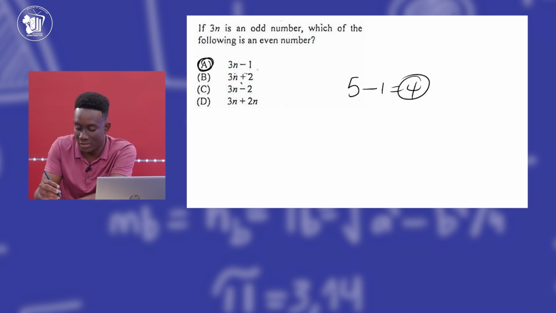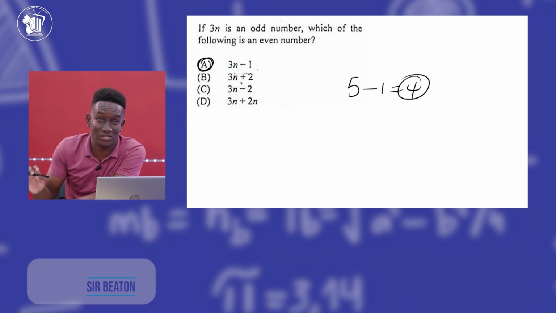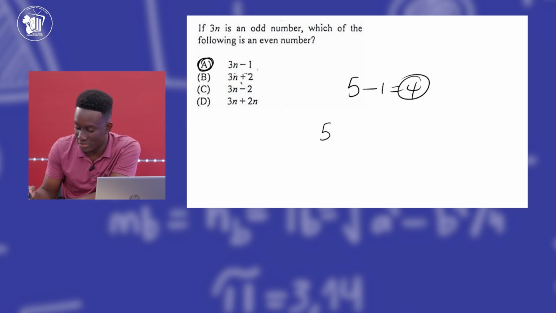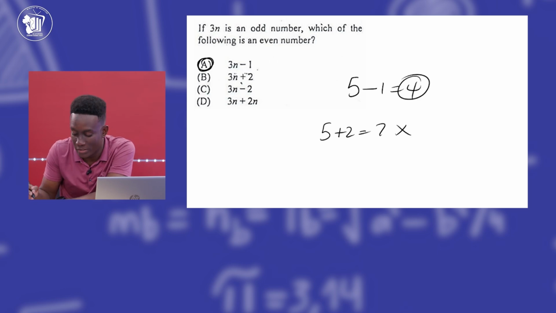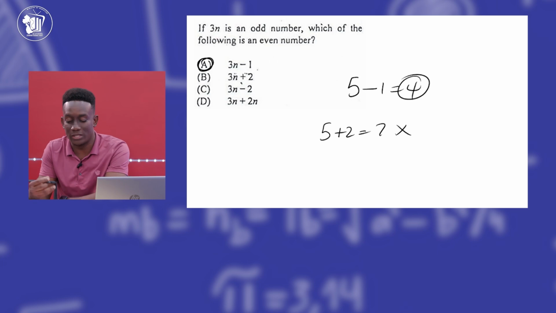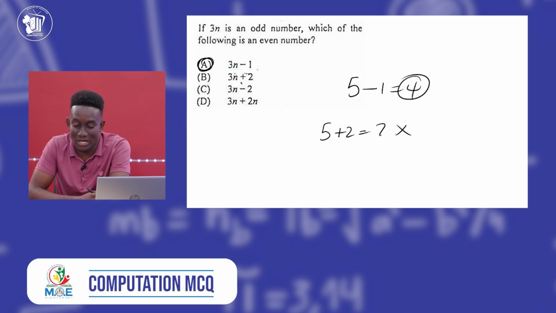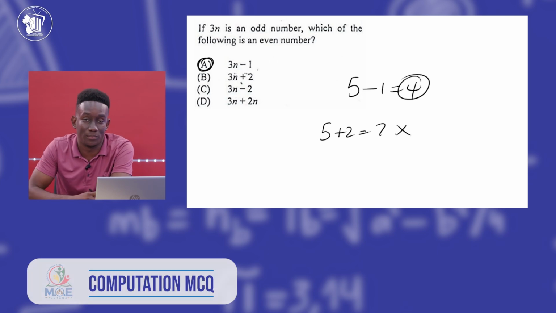But let's look at B. We already know the answer is A, but let's see why we eliminated B. Instead of 3n, we had 5. So 5 plus 2 would give you 7, and we know that is not an even number. And the same thing for C: 5 minus 2 would equal 3, and that is not an even number. And you can go on. So the answer is simply A, because when you add 1 to an odd number, that will become an even number.